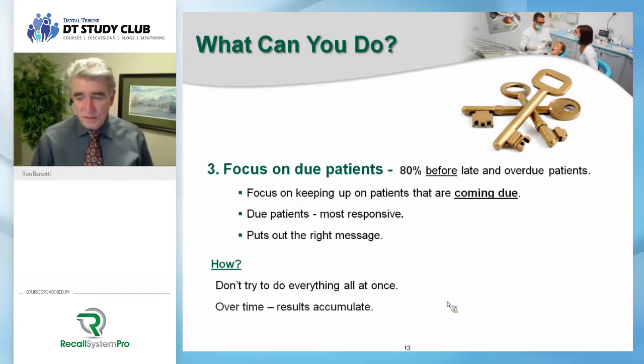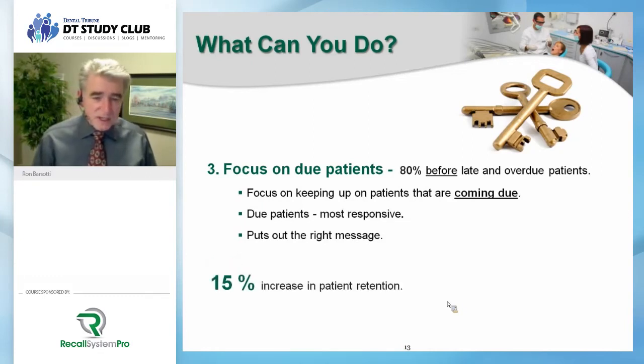These are patients that are coming in, the one list of patients you really want to stay on top of. Typically, this list of patients is going to be most responsive, and it actually keeps you ahead of the curve and puts out the right message. So from there, we recommend a program of follow-up on your late and overdue patients that's consistent and manageable, basically one step at a time. And if you're able to keep up with these lists, a 15% increase in your patient retention is certainly achievable from keeping up with these particular lists.